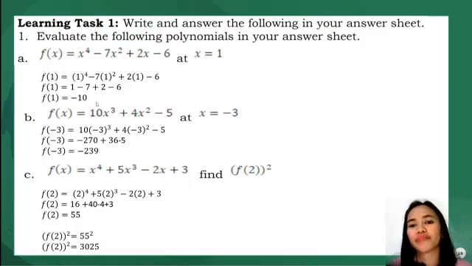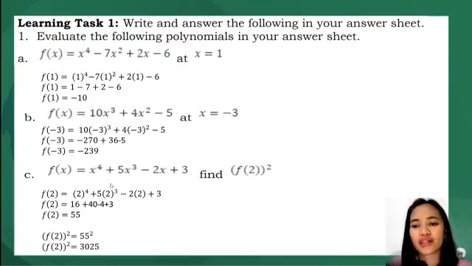negative 10. Letter B, we have f of x equals 10x cubed plus 4x squared minus 5, wherein x equals negative 3. So f of negative 3 is equal to 10 times negative 3 cubed plus 4 times negative 3 squared minus 5. If we evaluate this, this will give you negative 270 plus 36 minus 5. Therefore, the value will be negative 239.